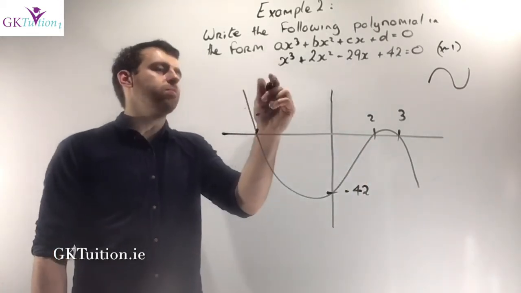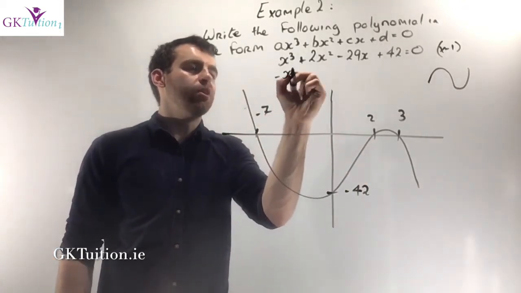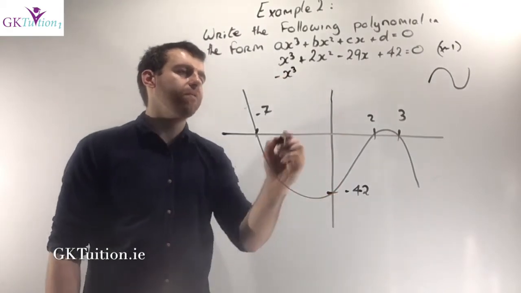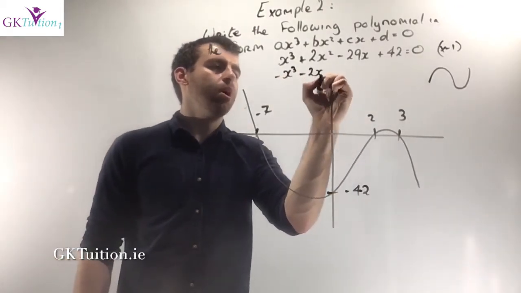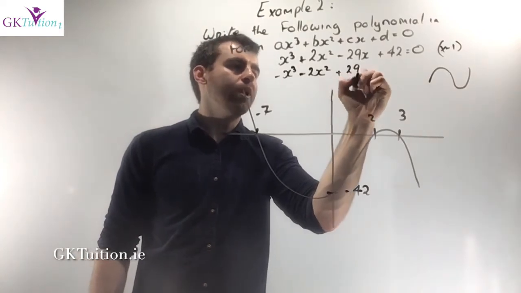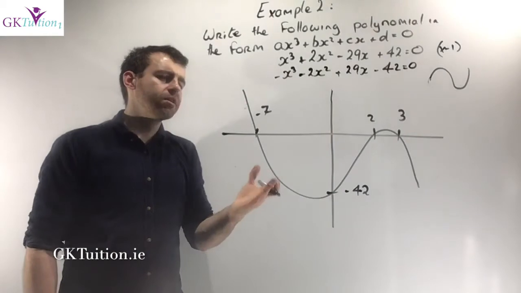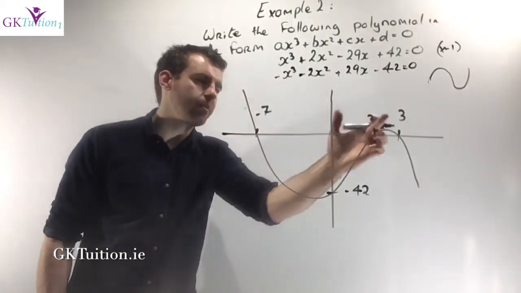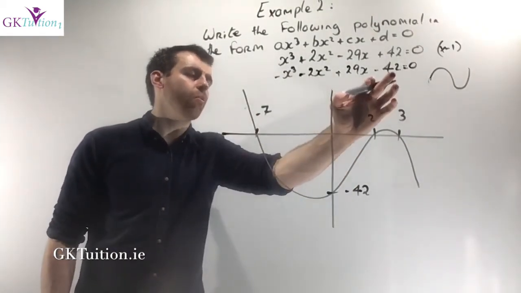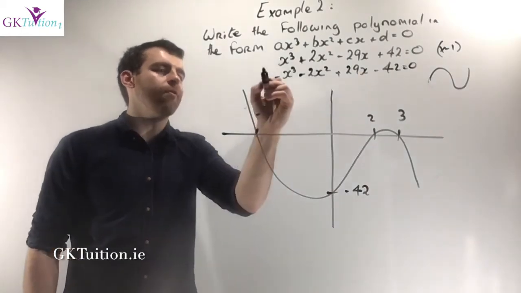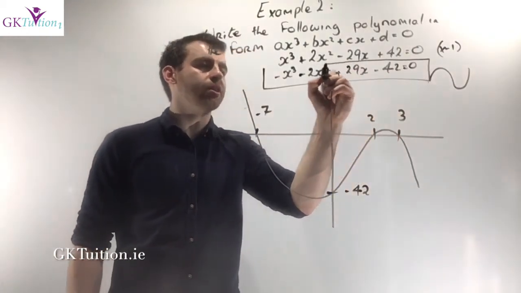What I need to do is multiply everything by minus 1. And the cubic that I've actually been given in this graph is minus x cubed minus 2x squared plus 29x minus 42 equals 0. So minus x cubed, which is a U shape and then an N shape, and it crosses the y-axis at minus 42. So this is my final answer to the question.